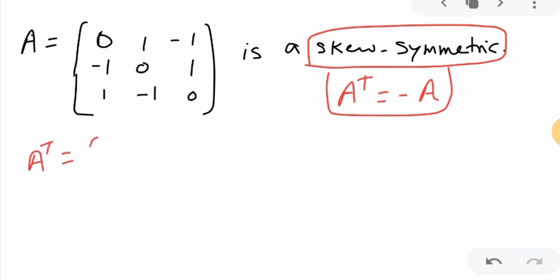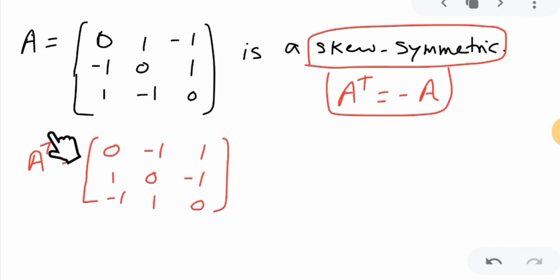A transpose will be, again, first row will become first column. So I am writing directly in this question. 0 minus 1 1. Second row will become second column. So 1 0 minus 1. Similarly third row will become third column. So minus 1 1 0. Correct? So A transpose, this is A.